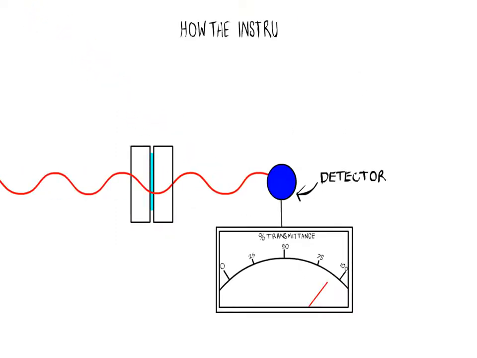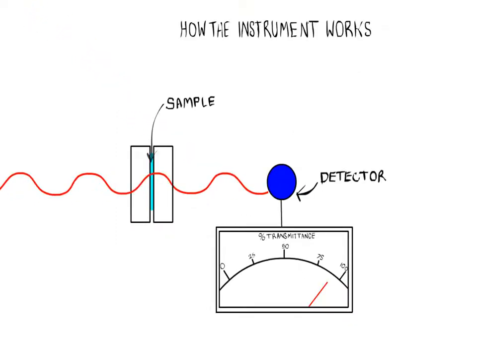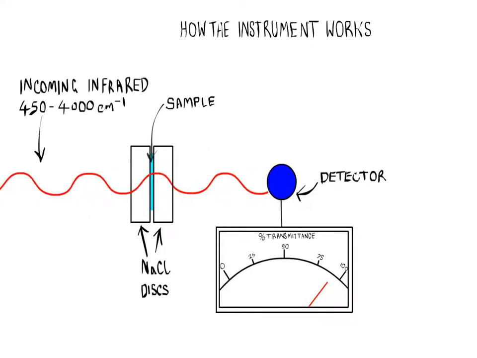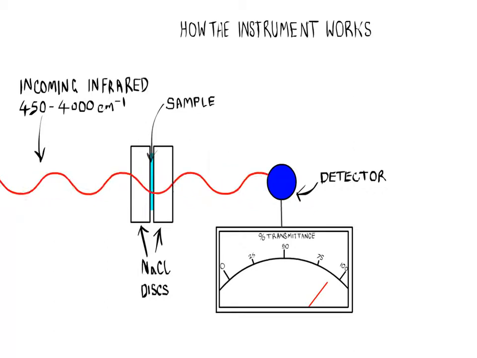How the instrument works. A thin layer of liquid sample is placed between two sodium chloride discs. Sodium chloride is transparent to infrared radiation. A scan is made by varying the frequency of the radiation from 450 to 4000 cm^-1.